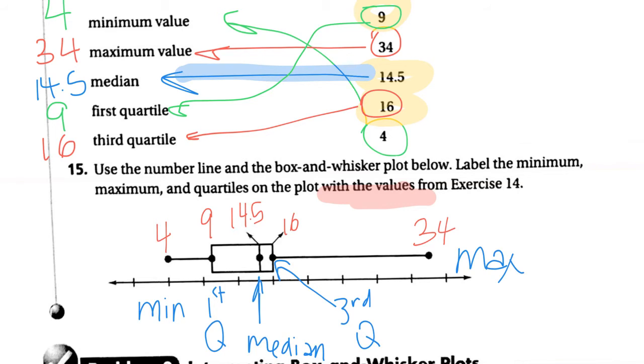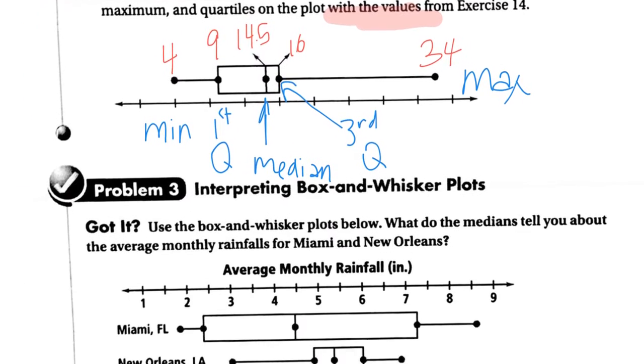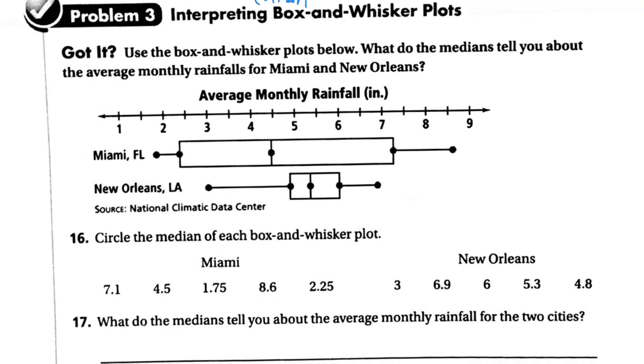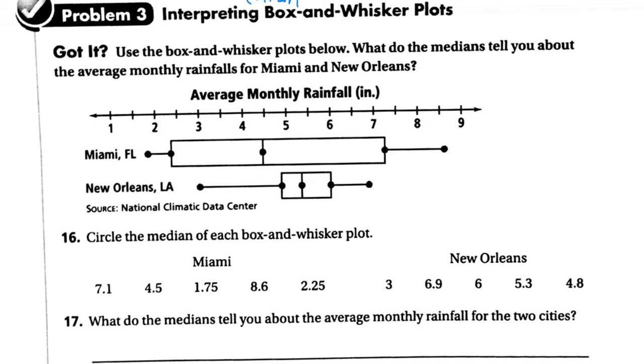So now let's scroll down to number 3 here so that we can interpret a box and whisker plot. So the box and whisker plot is given here, and now we have to make an assumption and answer some questions here over the different values that are shown. So this tells us that we are looking at a chart about monthly rainfall. And then we are looking at Miami and New Orleans. So number 16 says circle the median of each box and whisker plot.